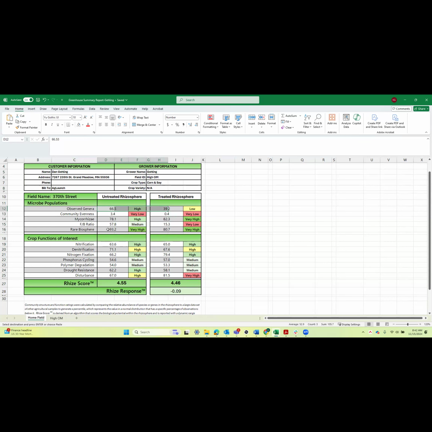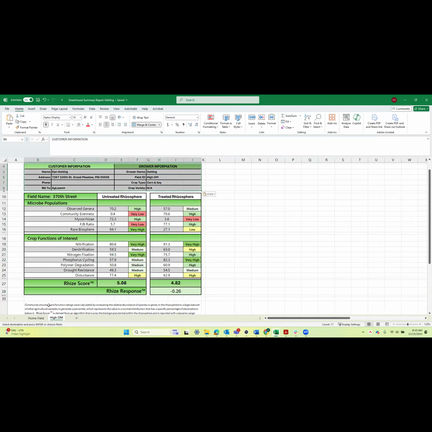Again, there's a lot of microbes in these soils. They've been well built up with that kind of high element stuff over time. And you see that with rare biosphere as well, really high in the untreated soils, a little bit lower in the treated soils. And so the nutrient cycling stays pretty comparable. I guess we see a little boost in nitrogen fixation here, but not enough to overcome some of the losses that we had in observed genera. So we still see a negative response, even though nitrogen fixation is the real improvement, and a little bit more mycorrhizae. But again, slightly less diverse.